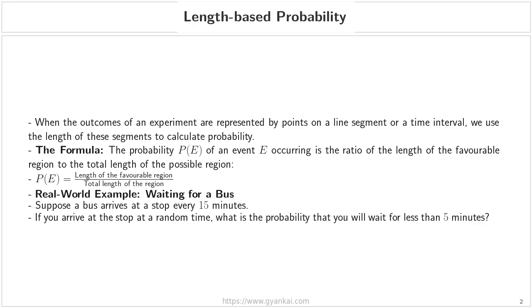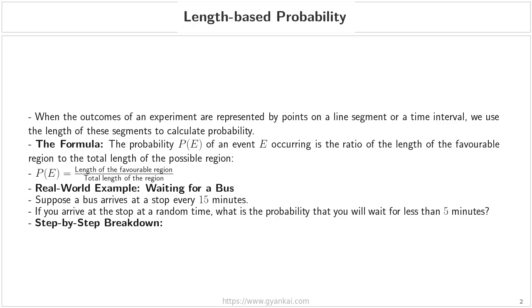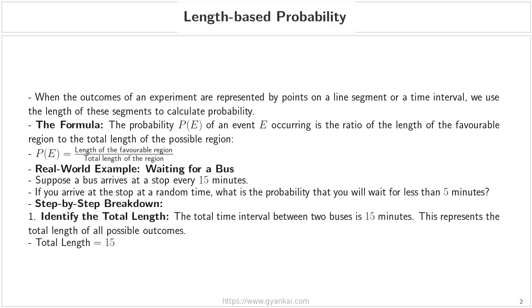Imagine you are waiting for a bus. Suppose a bus arrives at your stop exactly every 15 minutes. If you arrive at the stop at a completely random time, what is the probability that you will have to wait for less than 5 minutes? Let's break this down step by step, just like we will for the area-based problems coming up in the next slide. First, we need to identify the total length.